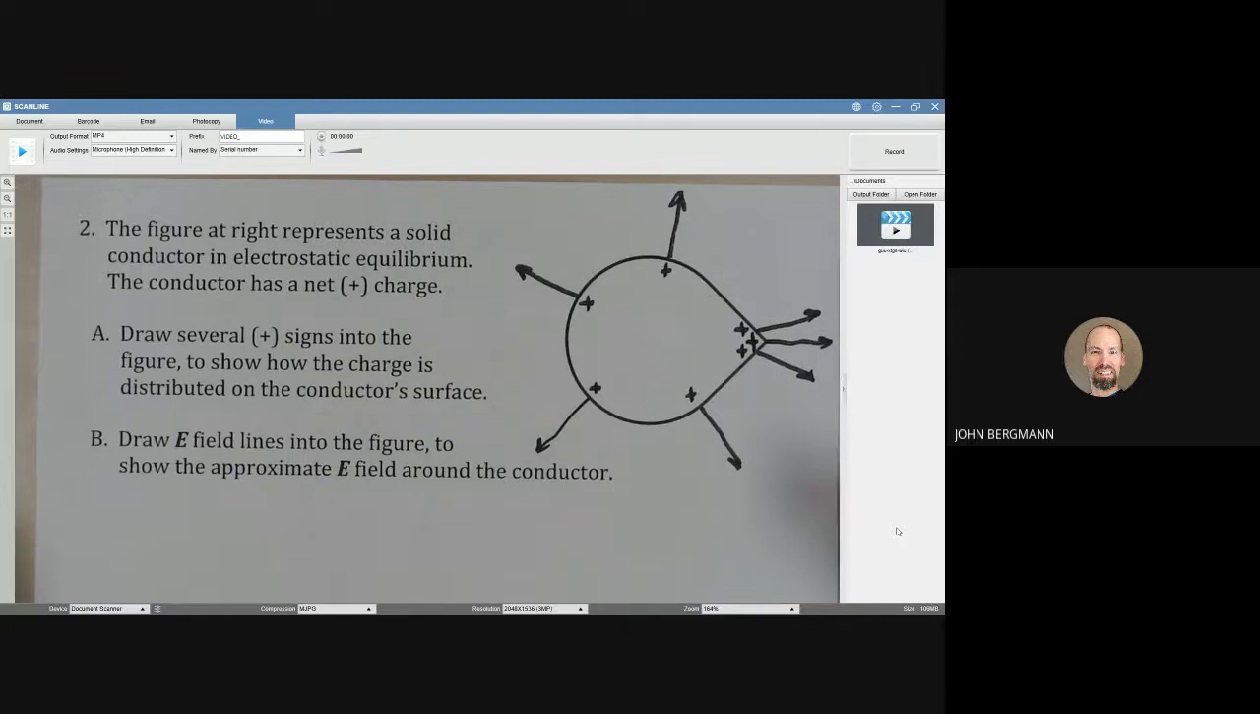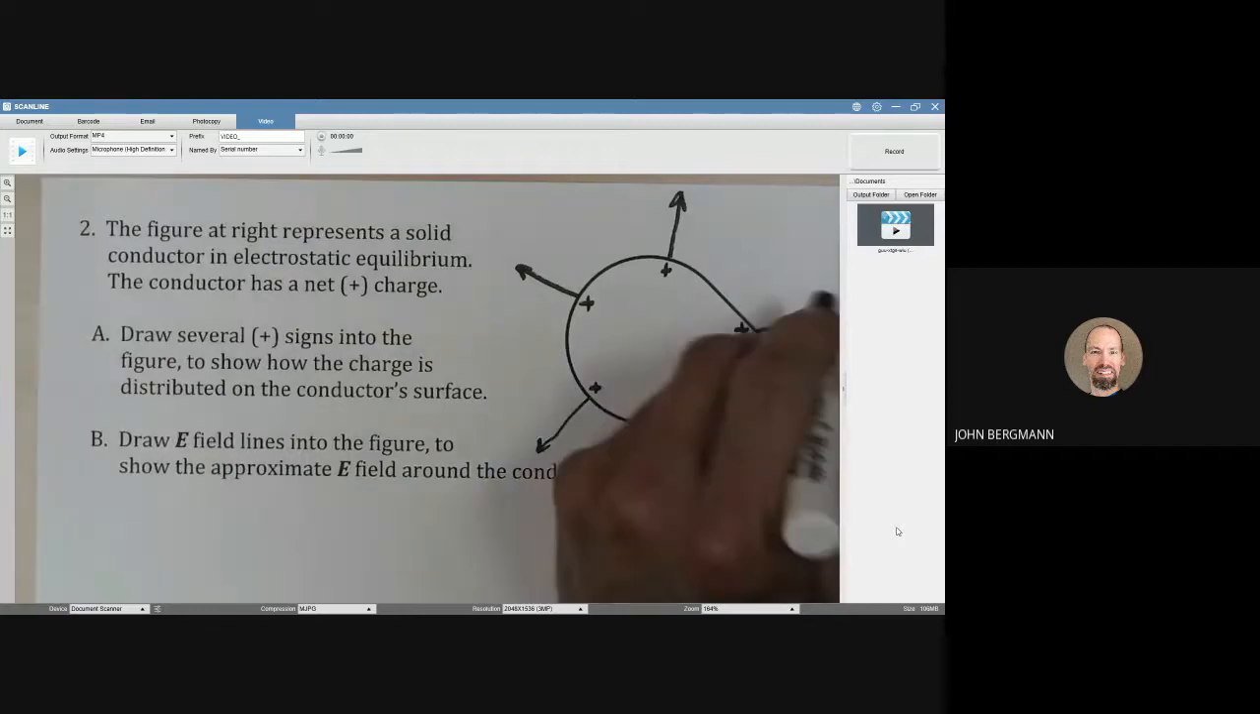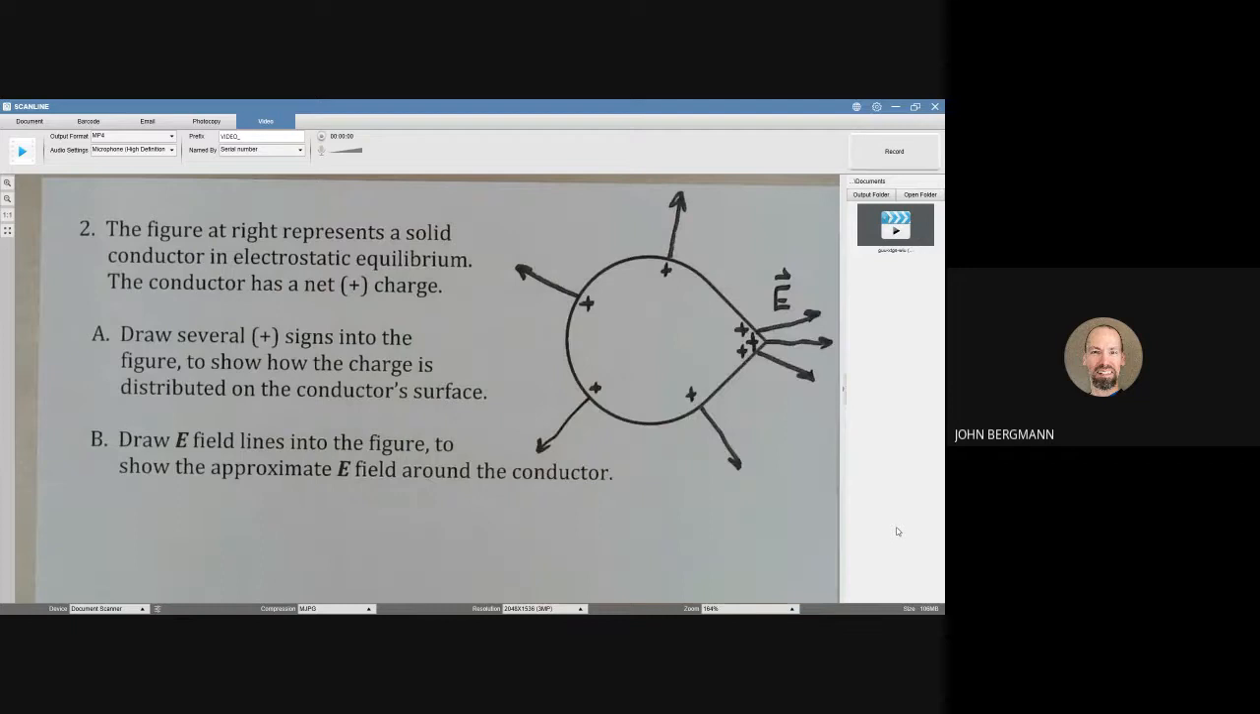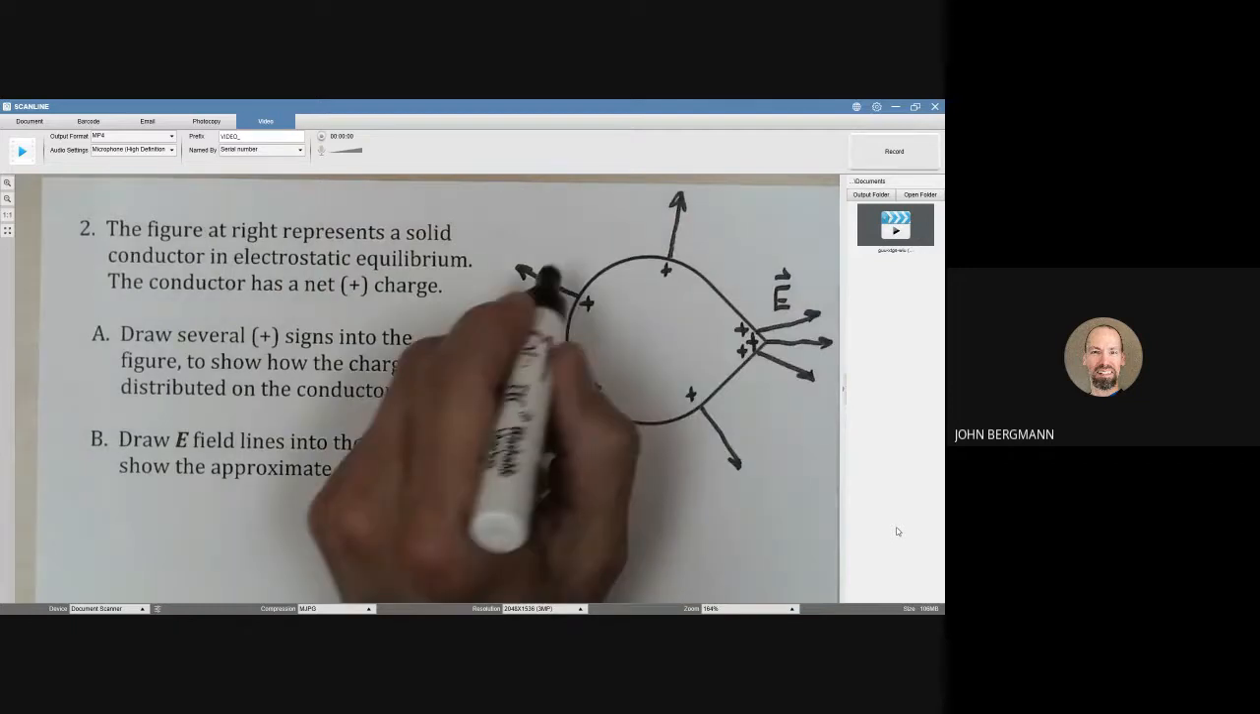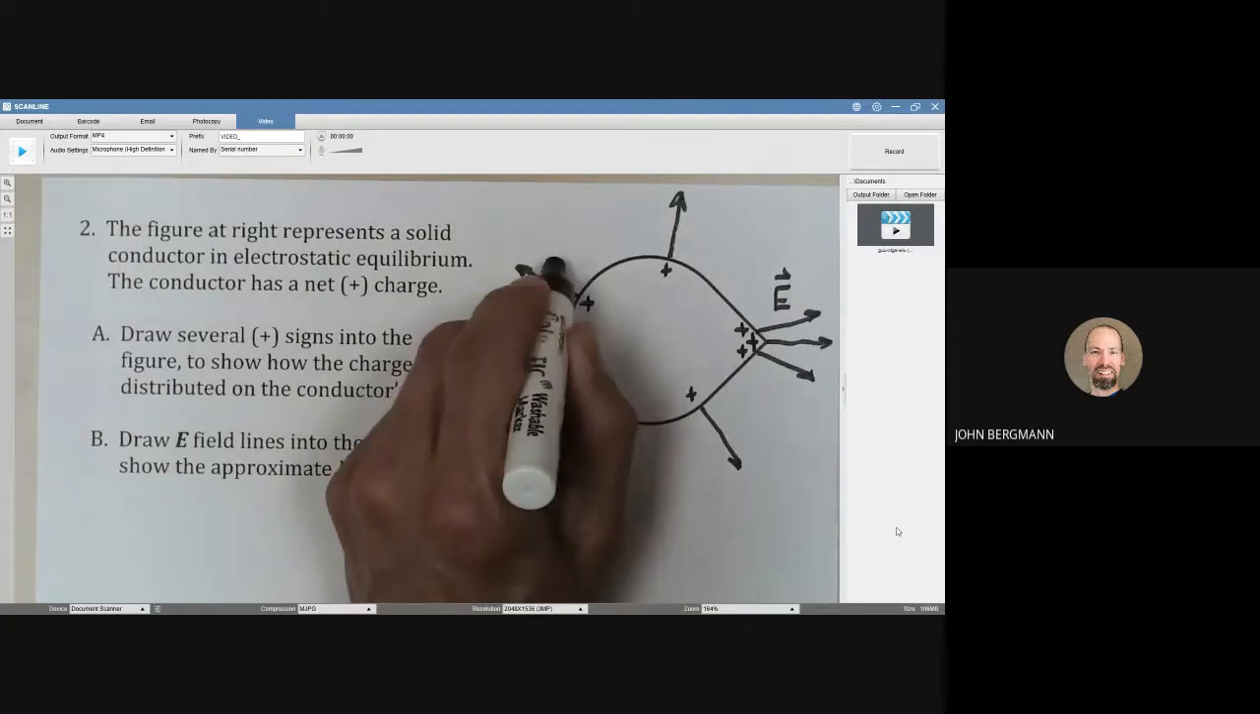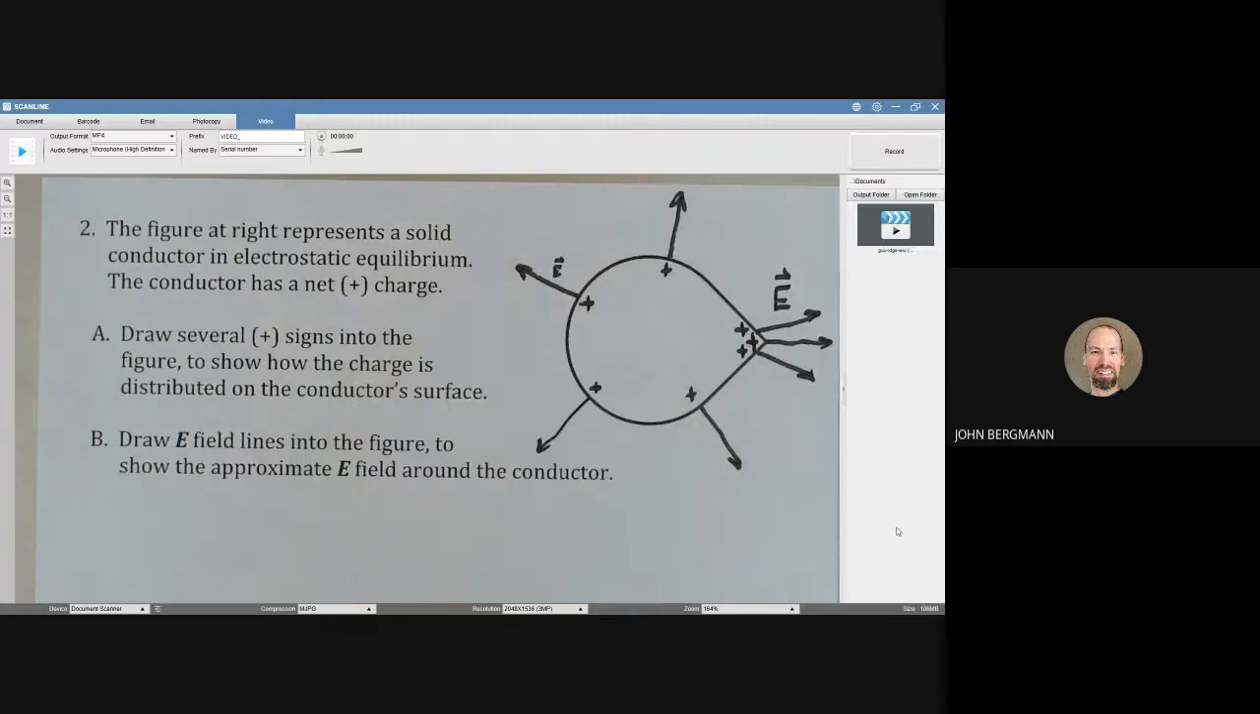We could draw more electric field lines if we wanted, but the point would be that over here on the right side, those field lines should be very closely spaced. And out here, the electric field is weaker. If I draw a little e right there, that kind of indicates that the electric field is weaker there.